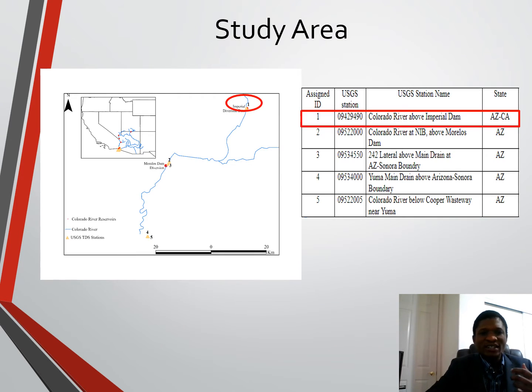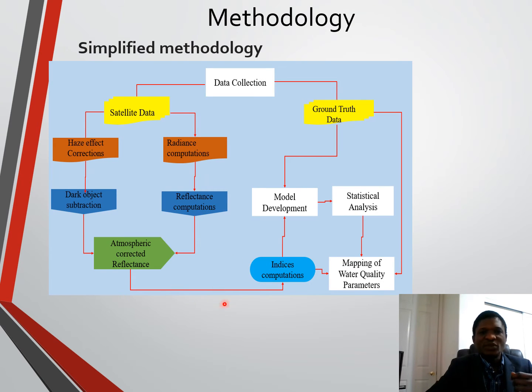So here the study of interest is located above the Imperial Dam of the Colorado River. So this is the station of interest, and it's located around the Arizona-California boundary. In this presentation, the approach includes data collection, and of course the data include Landsat images, which is Landsat 8 OLI, and then the ground truth data, which is the TDS data I spoke about.